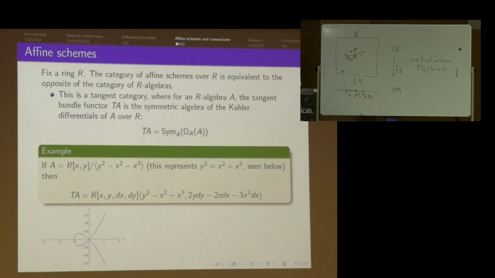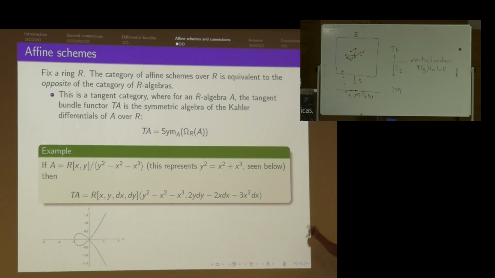Okay, so I want to move to a bit of algebraic geometry. So, talk about the category of affine schemes. You pick some ring R. The category of affine schemes, typically defined in a very complicated way, is equivalent to the opposite of the category of R-algebras. And so we can just think of affine schemes over R as the opposite of the category of R-algebras.